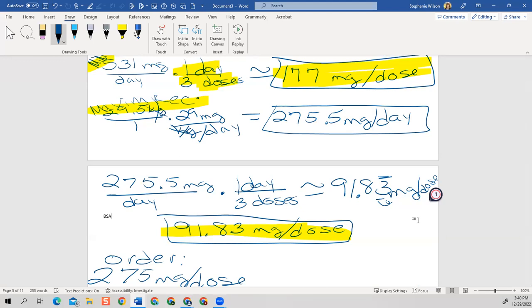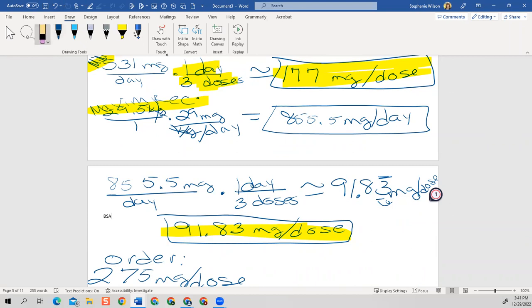Our answer here on the maximum daily dose here, we had 29.5 times 29. It actually gives us 855.5 milligrams. So there was a big typo. So that's another way to catch little errors if those numbers didn't look right. Now I'm going to divide that by 3. And that makes better sense.